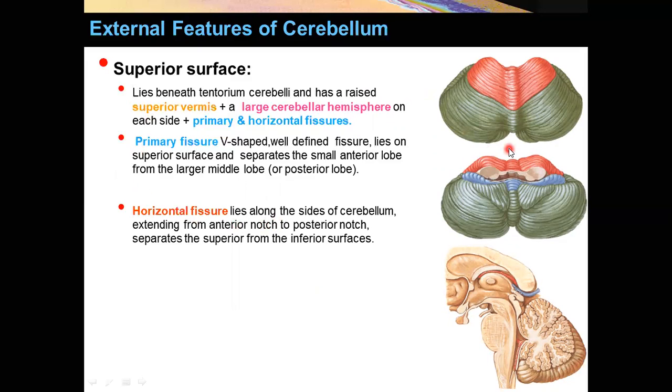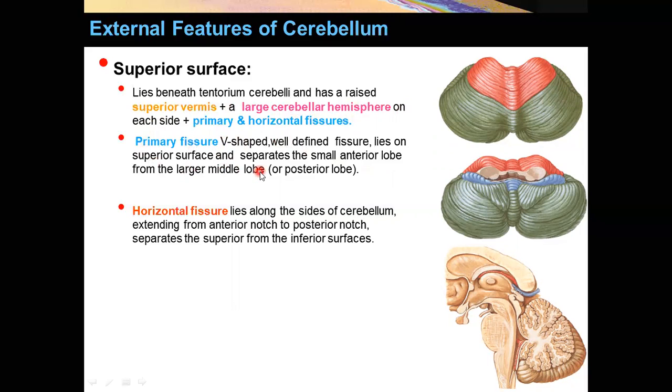Okay, let's continue to the superior surface of the cerebellum. The superior surface of the cerebellum lies beneath the tentorium cerebelli and has a superior vermis plus a large cerebellar hemisphere on each side, plus primary and horizontal fissures. Here is the primary fissure, and the horizontal fissure is right there.